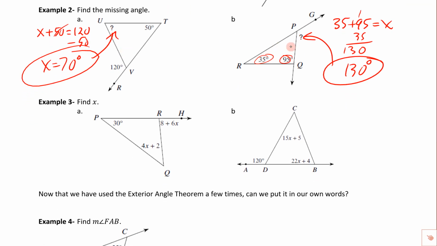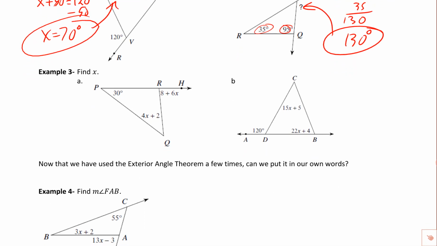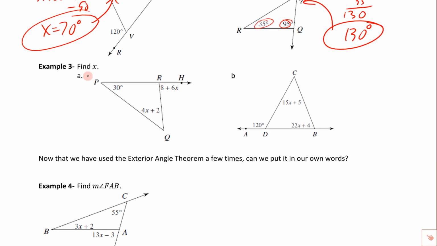These are pretty easy because they just give you the angles, and you can quickly do an addition or subtraction problem and figure out what the answer is. Writing down the equation that's represented by that theorem is a very valuable tool, and we'll talk about that again in just a second. This one says find x, so it doesn't say find the angle, it says find x. So we definitely have to solve an equation. You'll notice what we have here: we've got this one on the outside, and these two are the remote interior angles.